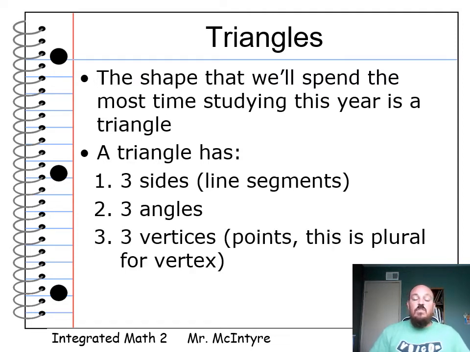And then it has three, and I'm going to use a new word here, it has three what are called the vertices. And when I say vertices, that's plural or more than one vertex. So vertex is a word that we use for angles. If you have more than one of them, you don't say vertexes, you say vertices. But basically it's the 3 points that we use to make the triangle.